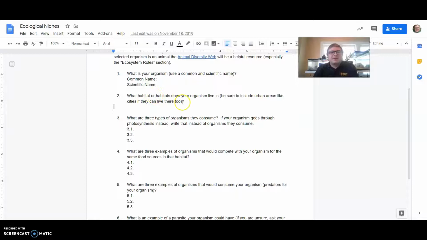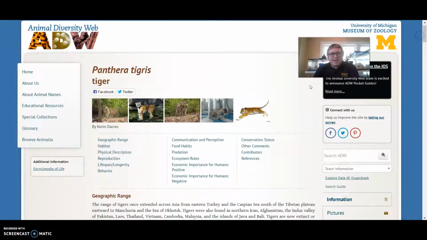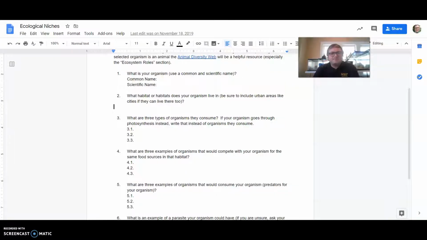Number 2 asks, what habitat or habitats does your organism live in? Be sure to include urban areas like cities if they can live there too. So like we talked about when we talked about ecosystem roles, there are animals and plants like raccoons and dandelions that can survive in urban areas. So by that we mean where people are living and a lot of the natural world is taken away. When you're looking on the ADW website for habitat, what I would recommend is clicking here, literally where it says habitat, and it'll describe some of the areas where that animal lives in.